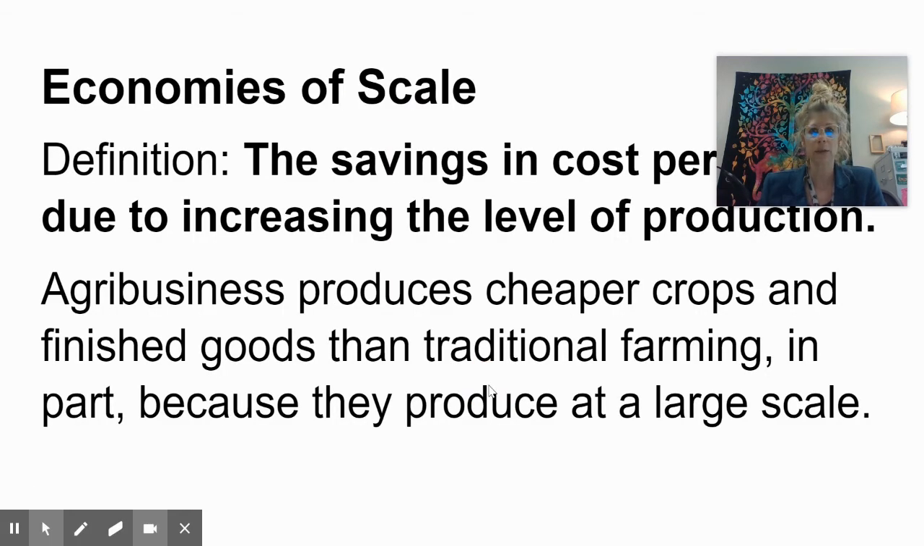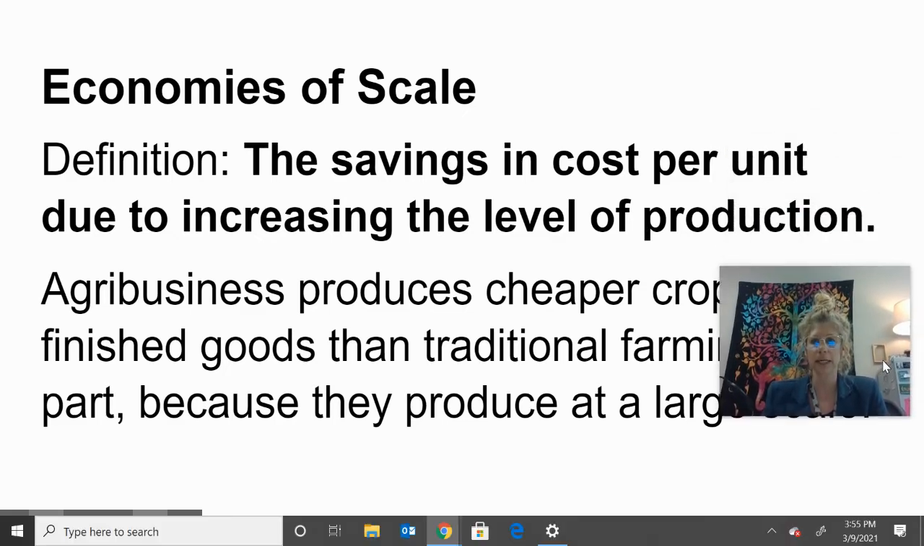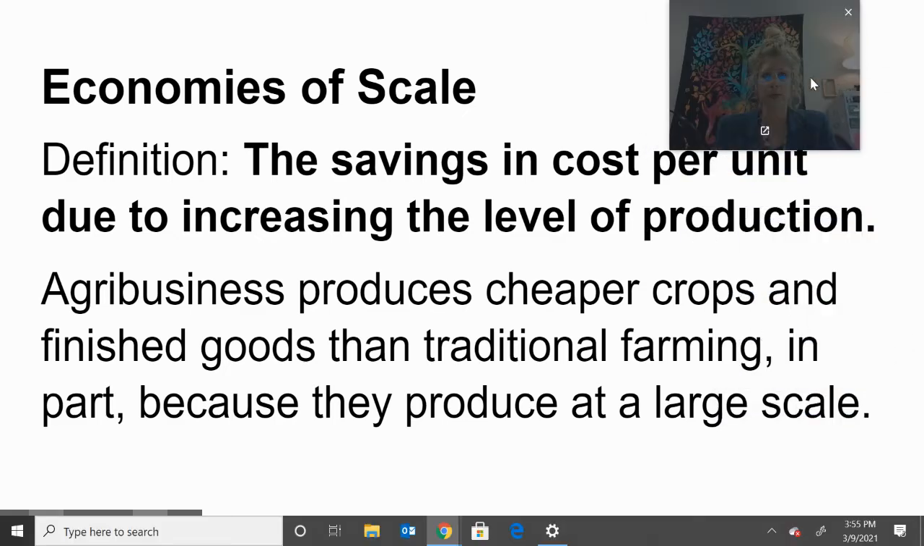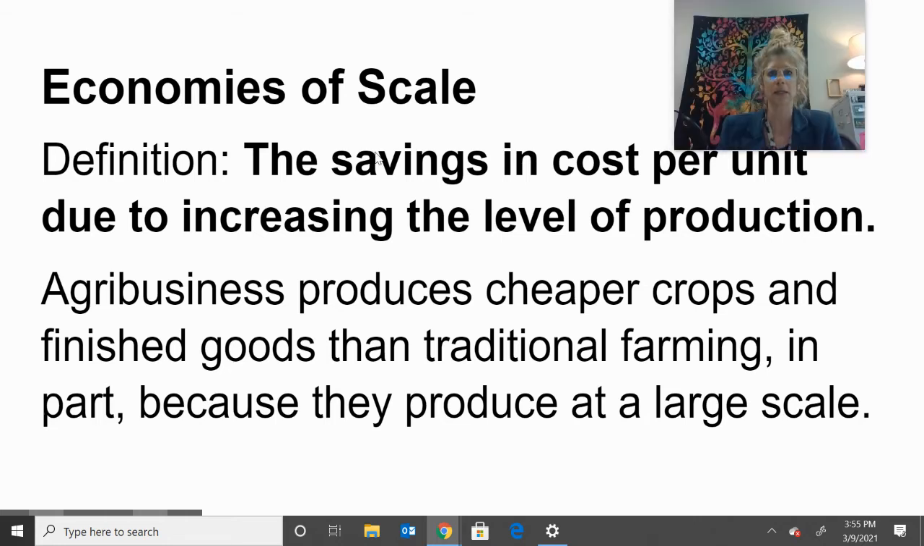All right, I want you to know what economies of scale is because we use this a few times in this unit. So go ahead and write the definition there. It's going to be the savings in cost per unit due to increasing the level of production, okay? And the idea behind this is if you're growing bananas and you can increase your banana supply, the costs at the grocery store are going to be less because you're able to produce more.